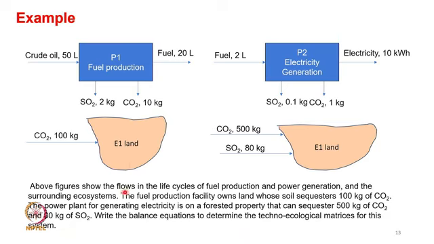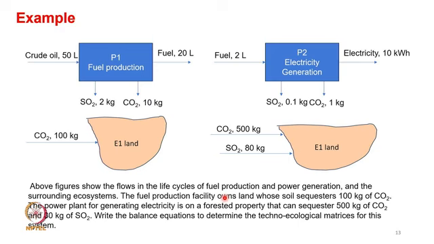So look at this particular case. We have four figures of fuel production, electricity generation, and of course the associated ecosystems in line with that. What we see here is the life cycle of fuel production and power generation and the surrounding ecosystem. The fuel production facility owns the land whose soil sequesters 100 kilogram of CO2. The electricity generation facility also has a land that sequesters 500 kilogram of CO2 and 80 kilogram of SO2. So now how to write the balance equations for this entire system.